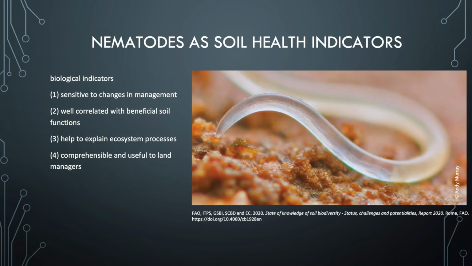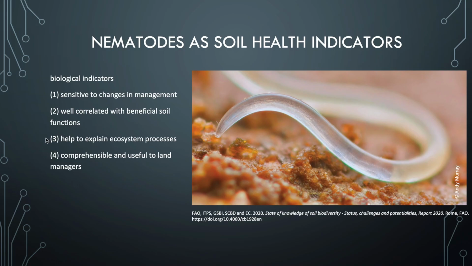In addition, nematodes can be used as a very important soil health indicator. All biological indicators, so all creatures within an ecosystem, can be used in order to assess the health of the ecosystem. That's because a lot of these creatures, particularly little ones like nematodes, are sensitive to changes in disturbances, or in the case of agricultural soils, management of the soil. They correlate well with beneficial soil functions because they play these vital roles, key roles in the soil ecosystem. And therefore they can help to explain the ecosystem processes.